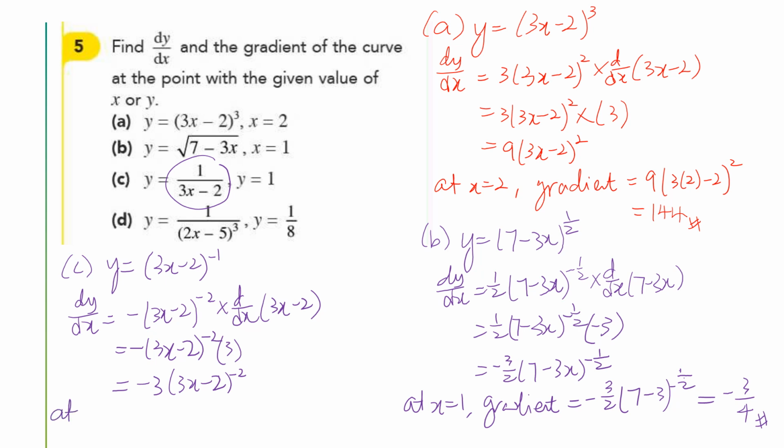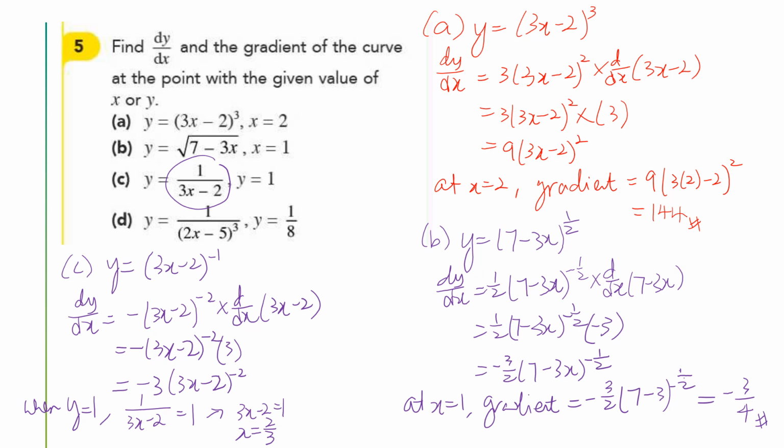In this case here, you're given y equals 1. So what we need to do is equate your curve equals 1 to find the x coordinate, because you can't substitute y equals 1 into your dy/dx. You need the x coordinate. So we need one extra step here. When y equals 1, 1 over (3x minus 2) is equal to 1. If you cross multiply, you get 3x minus 2 equals 1. So x will be equal to 2/3.